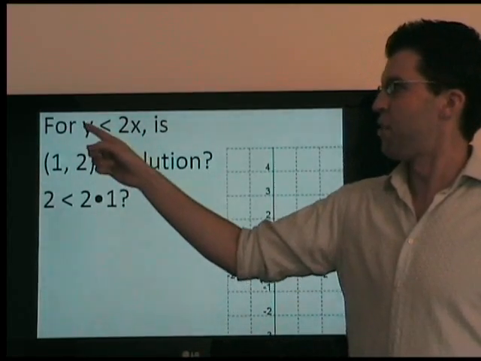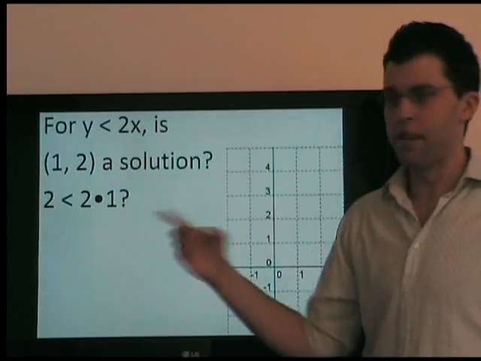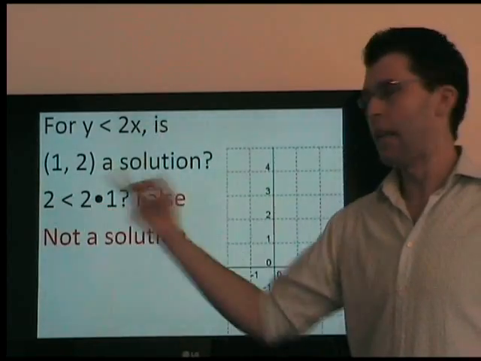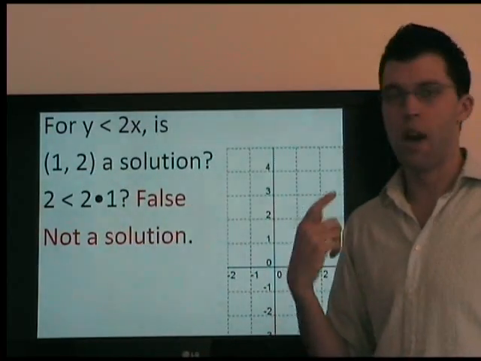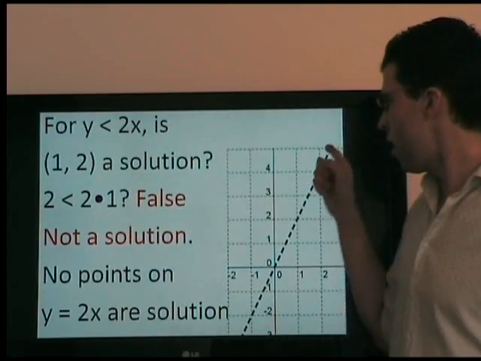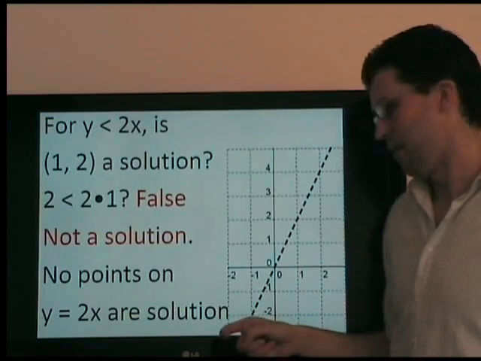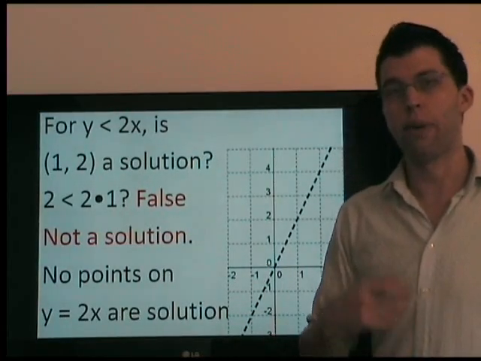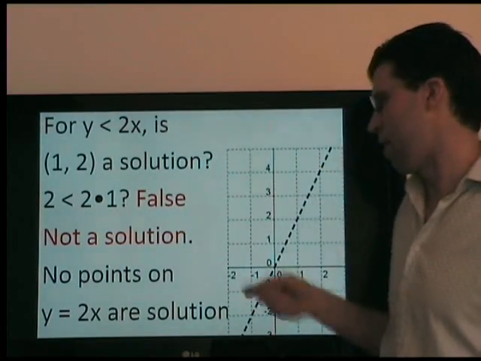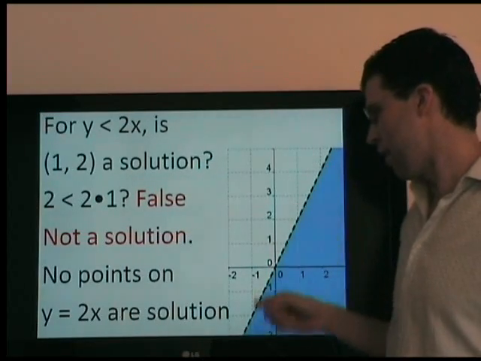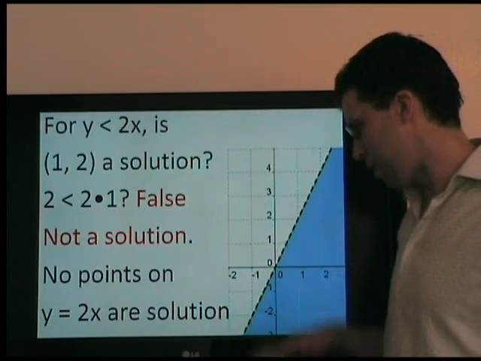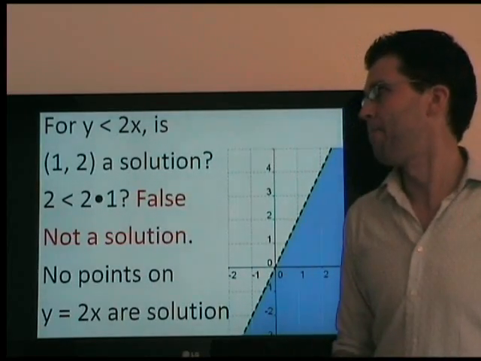2 is less than 2 times 1. Is this true? Well, no. 2 is not less than 2. This is false. So the point 1, 2 is not a solution. In fact, none of the points here on this line are solutions. And the way we show that is by drawing a broken line. So our final graph then is a broken line with the region underneath shaded.